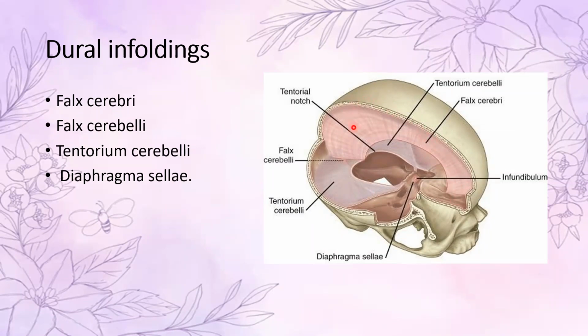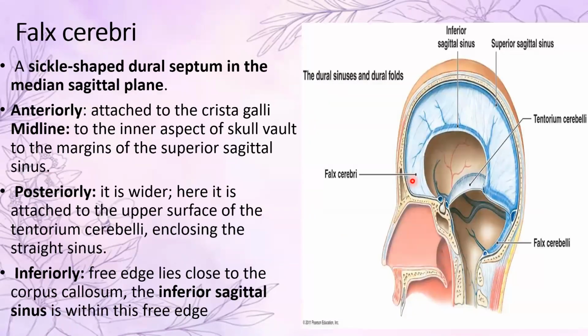This is the falx cerebri. Below is the falx cerebelli. Then there is the tentorium cerebelli, and finally there is the diaphragma sellae. The falx cerebri, in the median sagittal plane, has a sickle shape. Anteriorly, it is attached to the crista galli, and it is continuous along the inner aspect of the skull, along the margins of the superior sagittal sinus. Posteriorly, it is broader, and it is attached to the tentorium cerebelli, and it encloses the straight sinus.